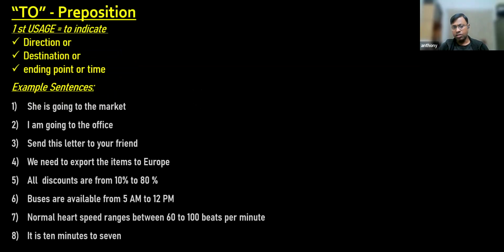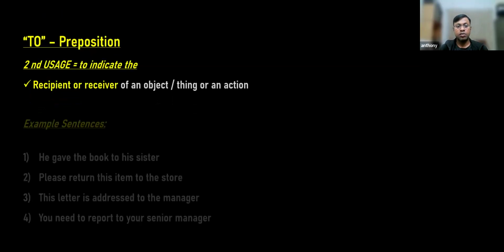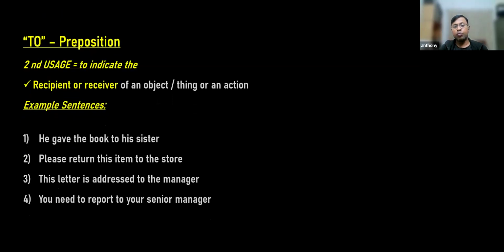Third sentence, no? Send this letter to your friend. Who is the receiver here? The friend. To indicate the recipient or receiver of an object, thing, or an action. Let's see the example. He gave the book to his sister. I gave the report to my manager. Second one, please return this item to the store.